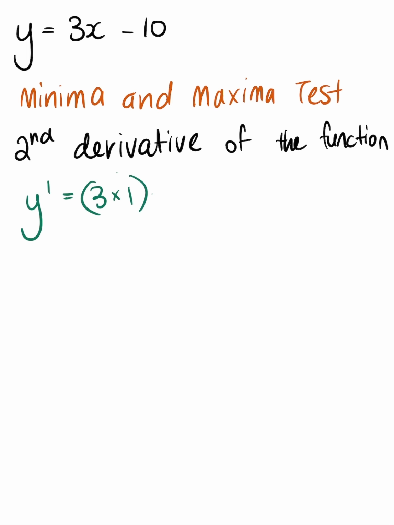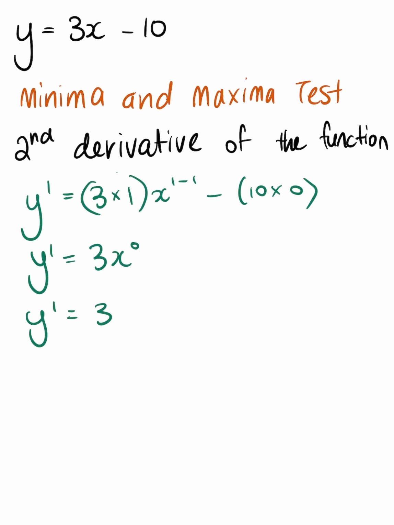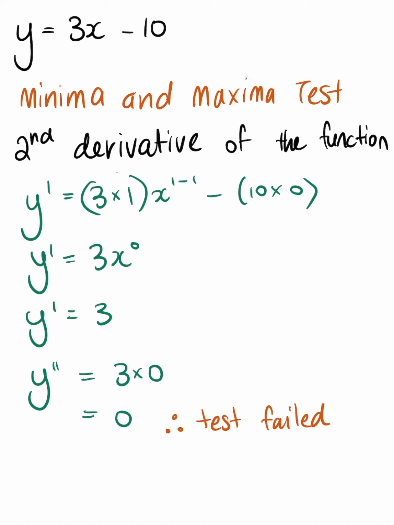So if we look at it, if we did the test, for example, we can go 3 times 1 multiplied by x to the power of 1 minus 1, minus 10 times 0, because 10 is a constant, and that's going to leave us with simply 3. And then if we do the derivative again of that one, that's going to be 3 times 0, and that's going to leave us with 0. And so as you can see, this would be considered a test failure. And as you can see from the graph I drew before, we're never going to get a maximum number or a minimum number. They're going to keep going in the opposite directions.